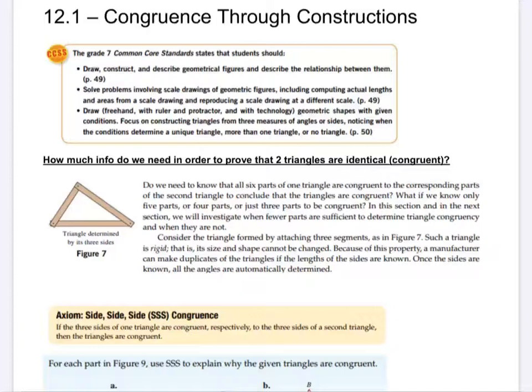All right, so we're in chapter 12, congruence through constructions. What does congruence mean again? Yeah, same, identical. Two things being congruent means they're totally identical in every way. So we're going to start with triangles.